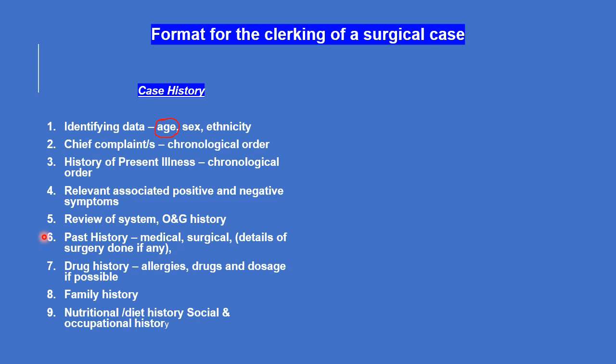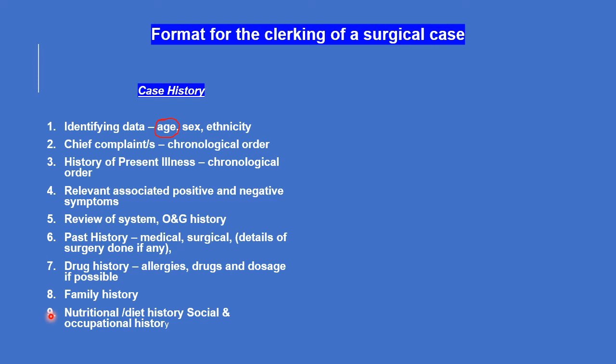Past history is very important, and in surgery, medical and surgical histories are important. In surgical history, you must try to get details of surgery done, if any. When was it done? What was the surgery? And were there any complications? Drug history, allergies, drugs and dosages, if possible, must be tried as hard as possible to get from the patient or the relatives. The family history is important, especially in some cases, tumors like colonic tumors, which tend to run in families. And of course, go into the complete nutritional and diet history, the social and occupational history as well.